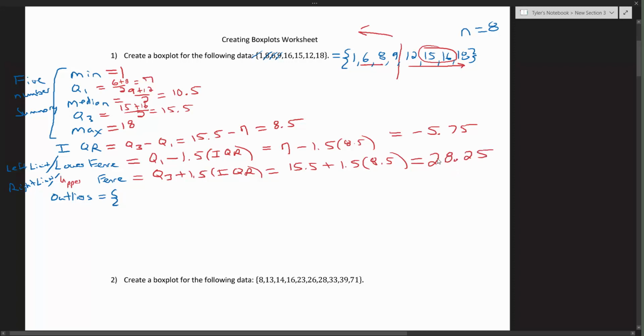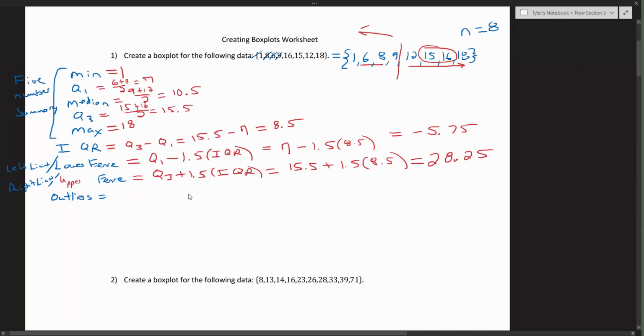Right? So, in other words, any number bigger than my upper fence is going to be an outlier. Well, my maximum number is 18, so there are no values bigger than 28.25, so I don't have any outliers to the right. And then any number that's smaller than negative 5.75 is going to be an outlier. But my smallest number is 1, right? My minimum is 1, which is greater than negative 5.75. So I don't have any numbers less than that. So in this example, there are no outliers.